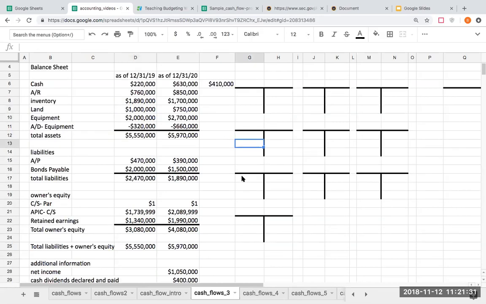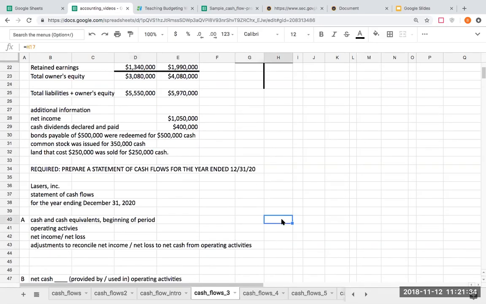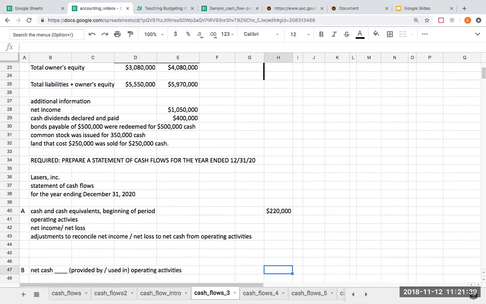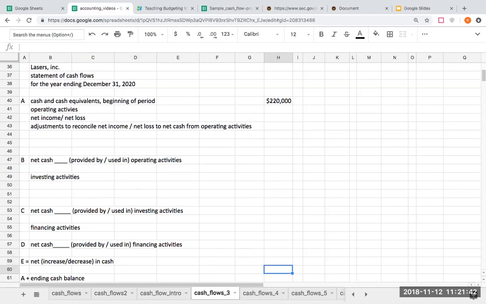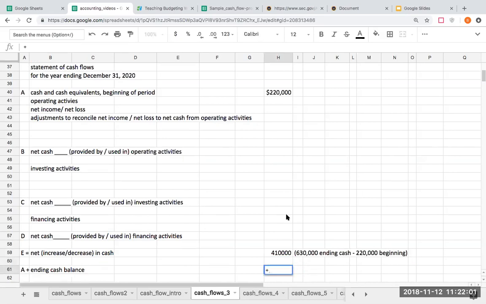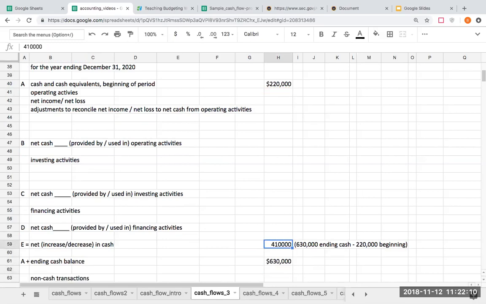Okay, this is D6. My beginning cash was $220,000. My total cash increased by $410,000. And how did I get this? It's the difference between the $630,000 ending cash minus the $220,000 beginning. And so my ending cash balance is going to be my cash and cash equivalents at the beginning of the period, plus this $410,000, or $630,000.